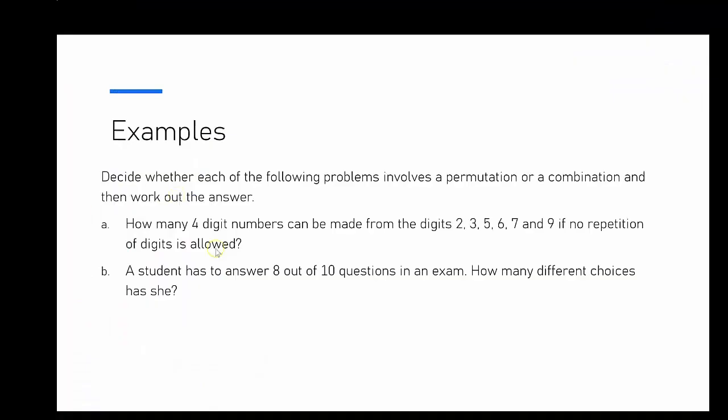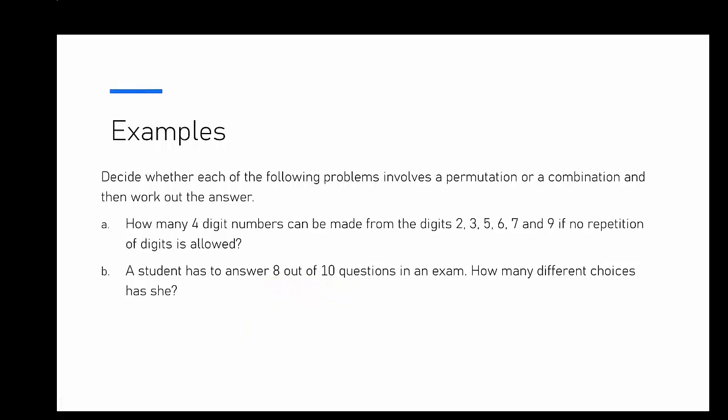My second example: a student has to answer 8 out of 10 questions in an exam, and how many choices has she got altogether? In this case, if she's just answering 8 out of 10 questions, it doesn't matter which of those 10 questions she actually answers. So the order that they come in is not important to our scenario. So in this case, I'm looking at a combination instead.